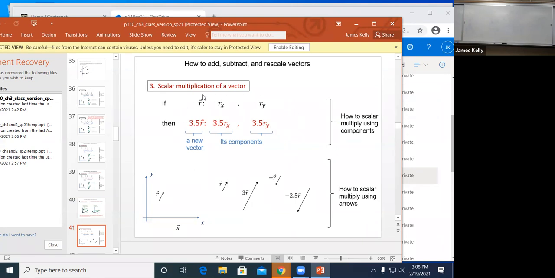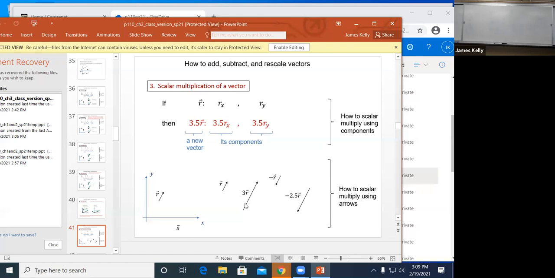The third operation you learned about was scalar multiplication of a vector. That's to say, if I have a vector and I have its x and y components, I can form a new vector, which is 3.5 times that vector r. And its components, of course, are 3.5 times the original components. And the arrow picture is even easier than the other cases. Not much of a construction. Here's a picture of r. I can move r over there without any consequence, draw it anywhere on the page you want.